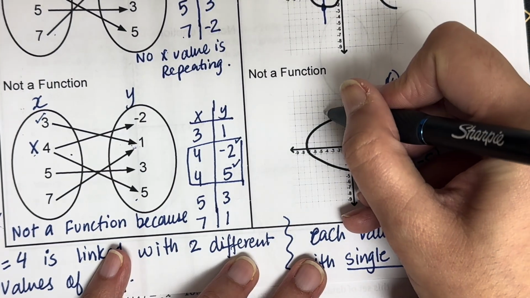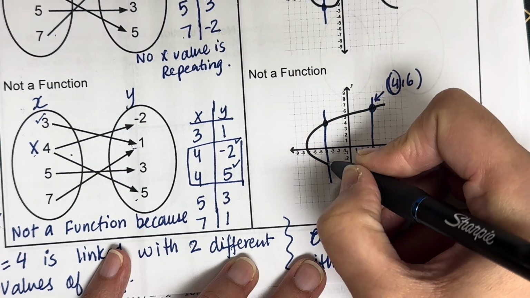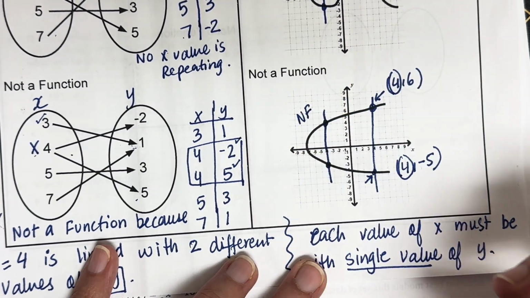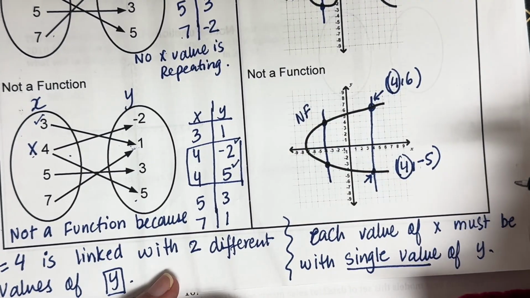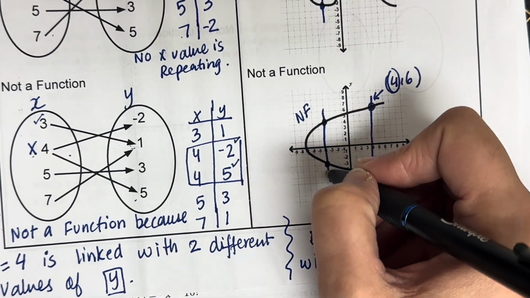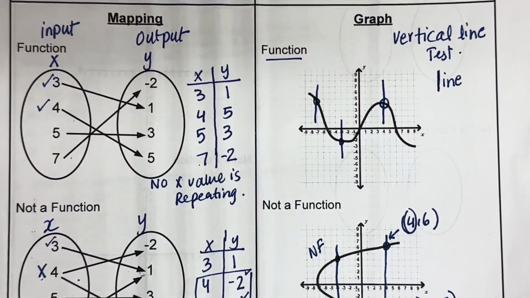I can show you another one. You can draw a vertical line here as well and then see, okay, 1 time, 2 times. Not a function. Because the vertical line crossed the graph more than once. Okay, so this means it was repeating. So this makes it not a function.